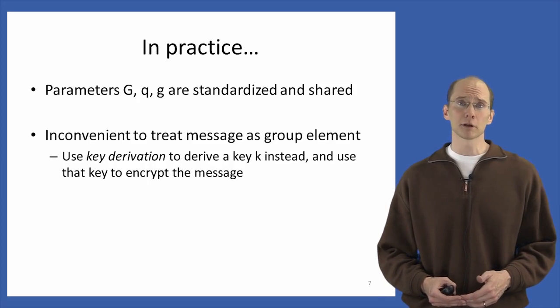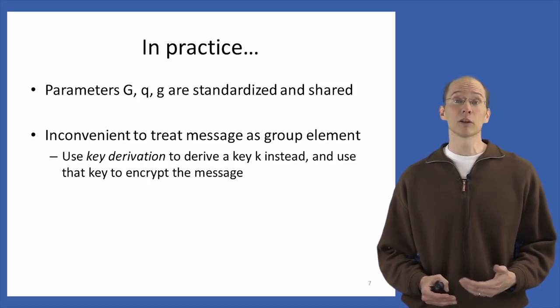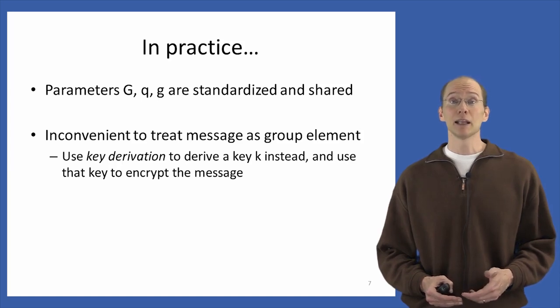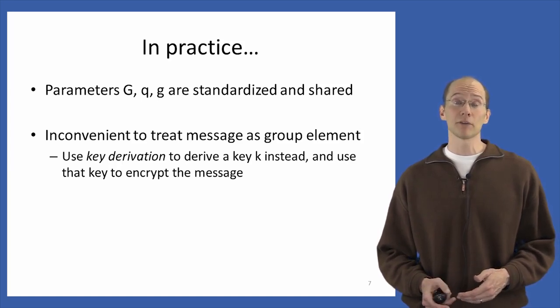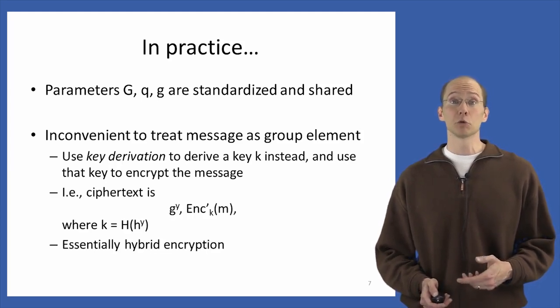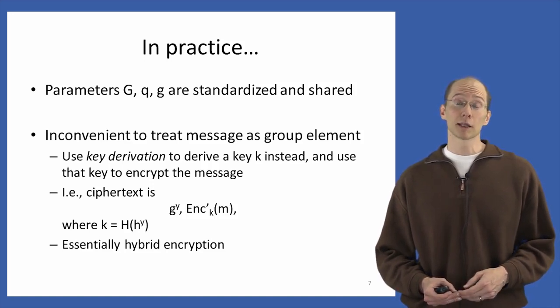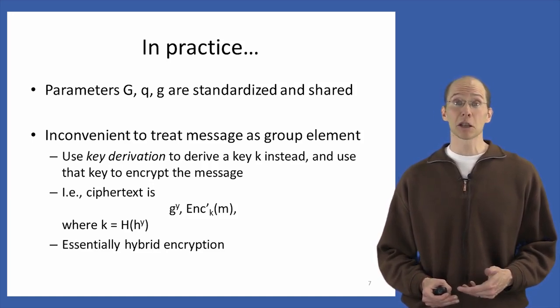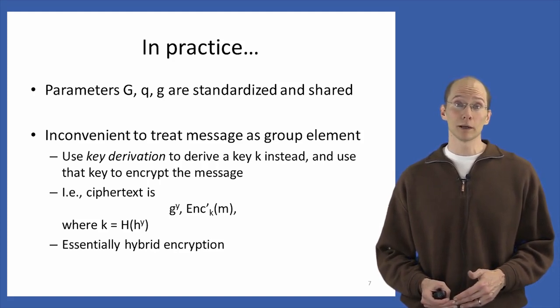There's a very simple solution to that, and the solution is that rather than treating the message as a group element and multiplying it by the derived key k, which is itself a group element, what we'll do instead is to derive a key and use that key to encrypt the message using a private key encryption scheme. That is, we let the ciphertext be equal to g to the y, and then the encryption using a private key encryption scheme Enc prime of the message m, using the key k, where the key k is derived as a hash of the shared value h to the y.